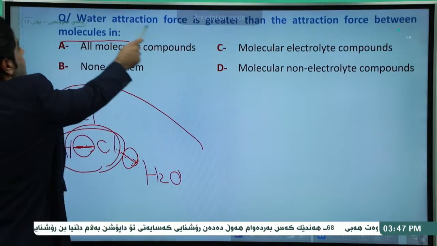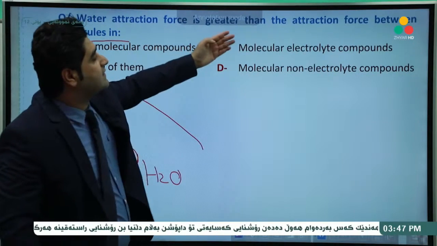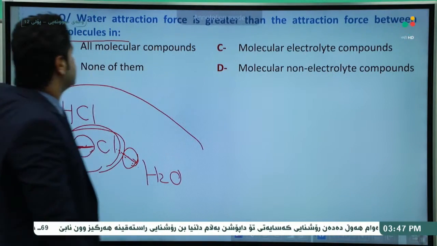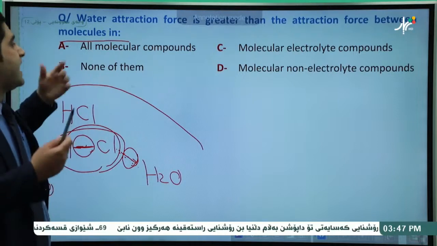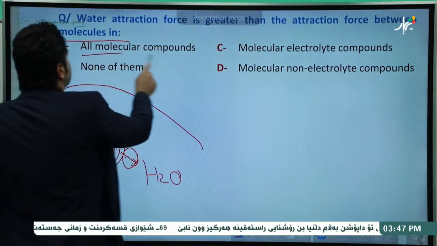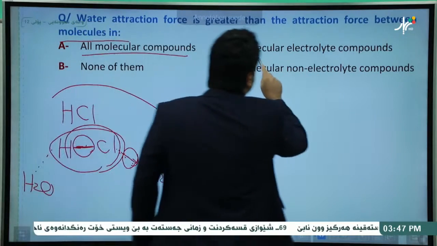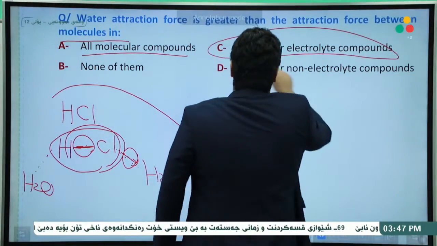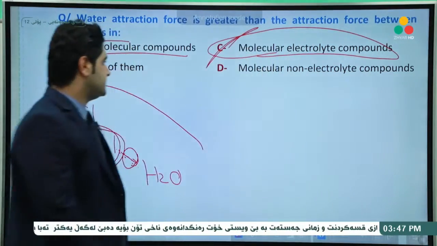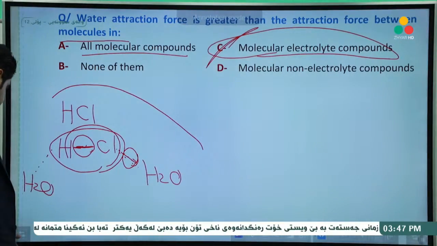Now, if the water attraction force is greater than the attraction force between the molecules, it means it will be ionized, okay? All molecular compounds, no. Only polar electrolyte molecular compounds, yes. That's the right answer.